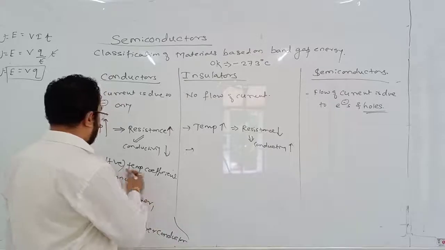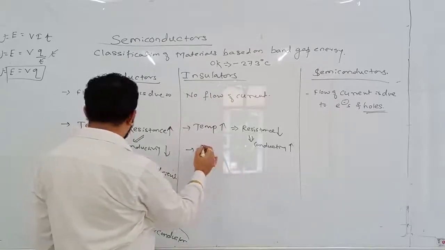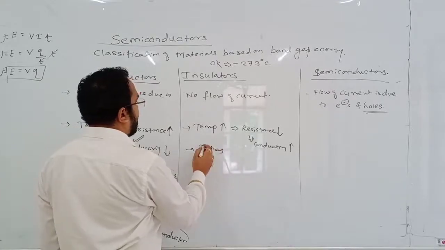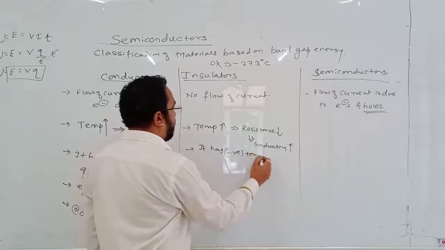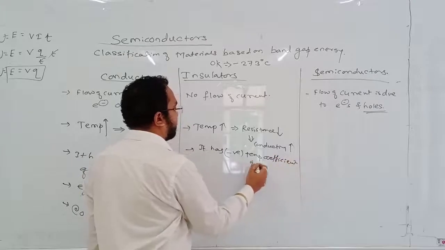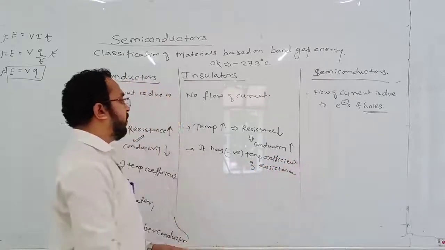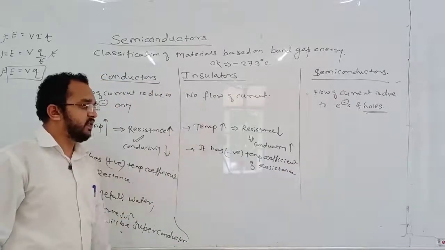Next we can say, so as temperature increases resistance decreases, so we can say it has negative temperature coefficient of resistance. Negative temperature coefficient of resistance म्हणजे as temperature increases resistance decreases.